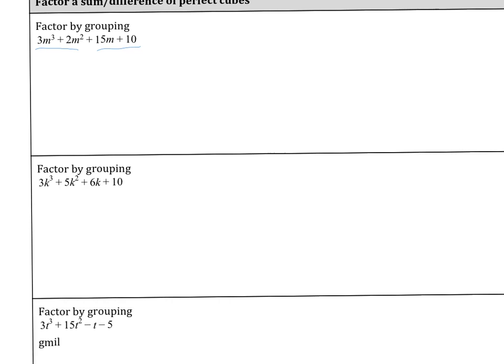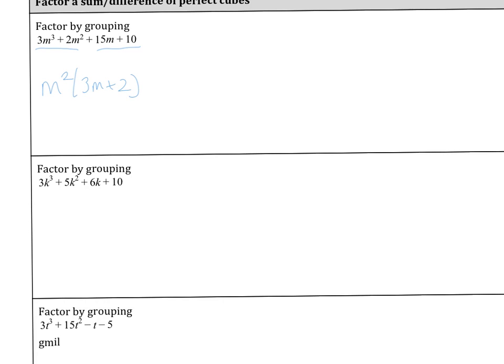And then I'm going to look first just at this group. I notice there's a common factor of m squared. I can pull an m squared out of here, and out of here. Between the 3 and the 2, there is no common factor, so I can't pull anything else out. There's no common factor between the coefficients. So I am going to pull out an m squared from these two terms, and then I'm going to write down what's left. And what's left is a 3m plus a 2.